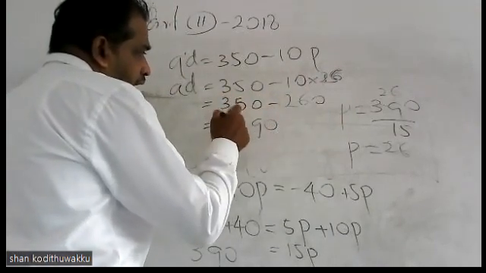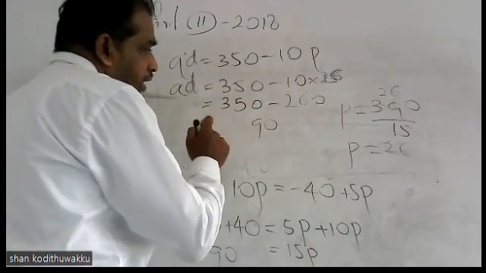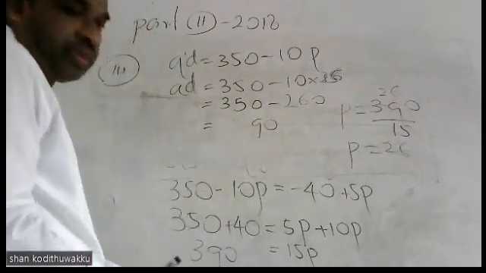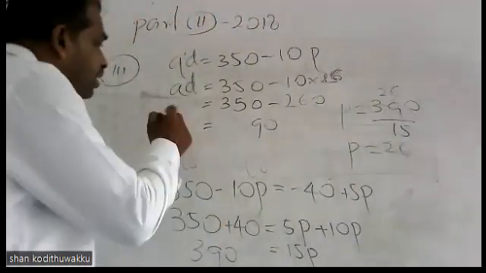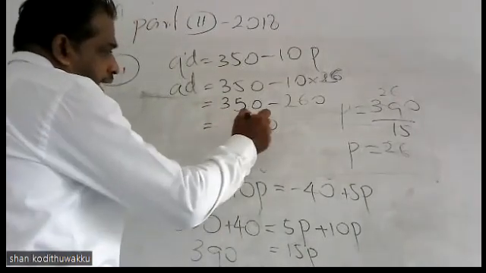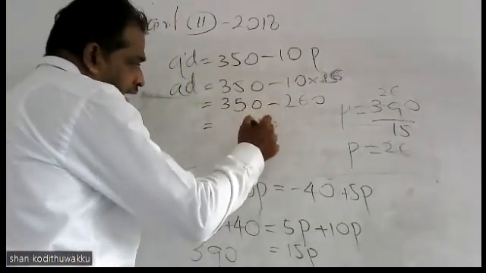Then 9P. Equilibrium quantity, the equilibrium quantity is 90 metric tons, that is 90. Here the equilibrium quantity is 90.